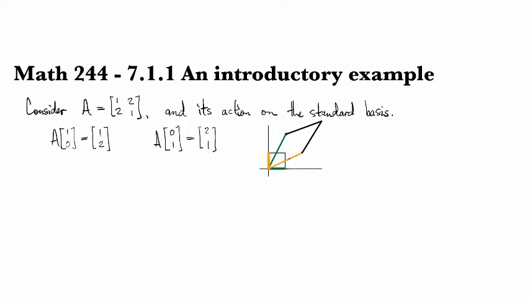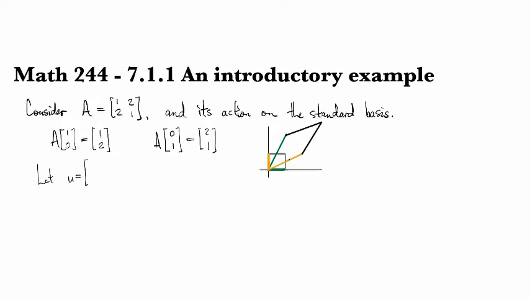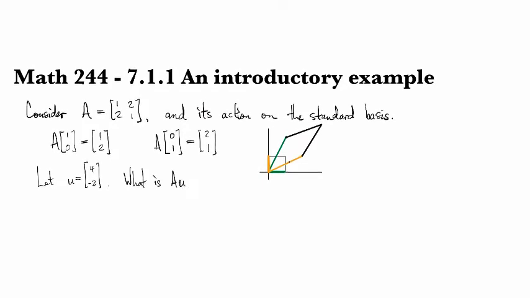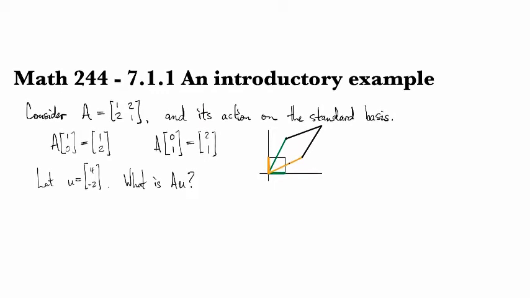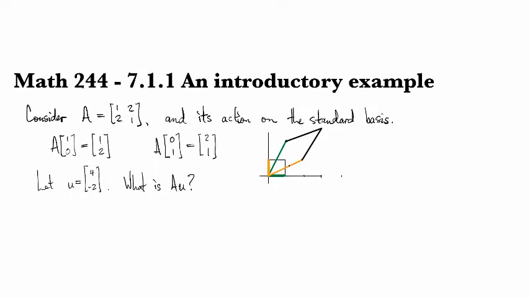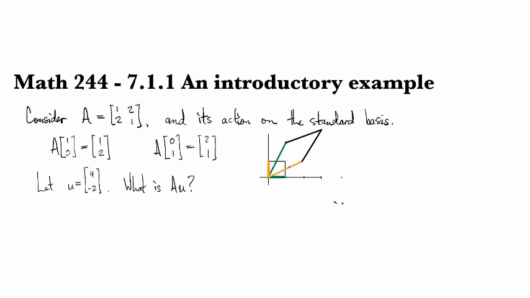Okay, so now suppose somebody comes along with another vector, and let's go with 4, minus 2. And they say, okay, what is A times U? And so you might be able to figure out kind of what that looks like by saying, okay, so out here 4, and then down 2, minus 2. So down here somewhere. So U looks like down here. What happens when we multiply by A?